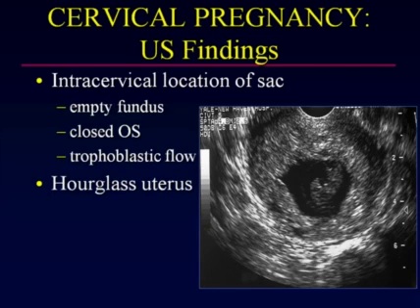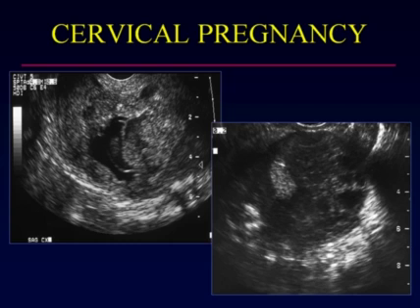These are some older cases because, again, this is not that common, and what you are looking for is an intracervical location of the sac. So the uterine fundus will be empty, the cervical os will be closed, and you'll see the sac embedded within the wall of the cervix. You can see the embryo, the amnion, and the trophoblastic tissue. This often causes the cervix to increase in size, and it almost approximates the size of the uterine fundus with a waist at the level of the internal os, and that appearance has been described as the hourglass uterus.